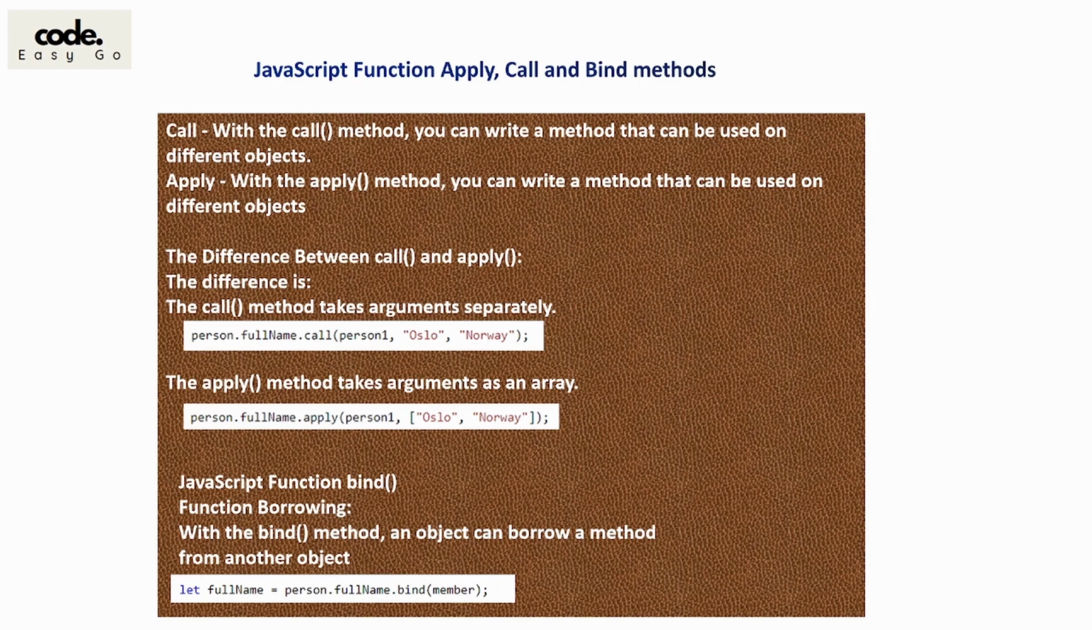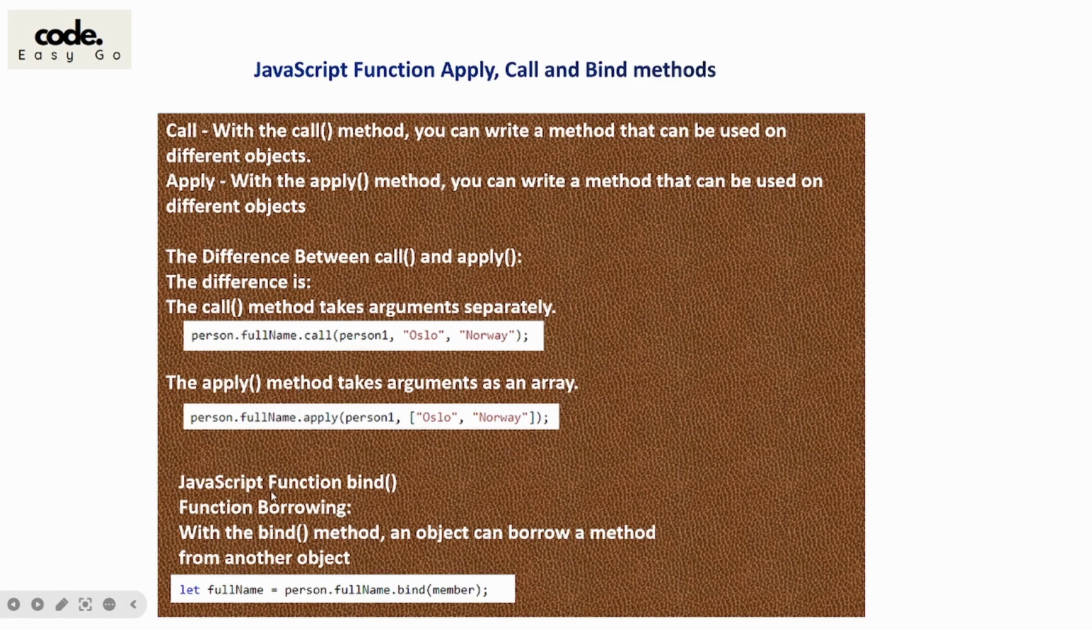Are you able to see my screen, guys? So here I say person.fullName.call(person1). Here I'm taking arguments separately. The apply method takes arguments as an array. So person.fullName.apply(person1). Here I'm taking an array.